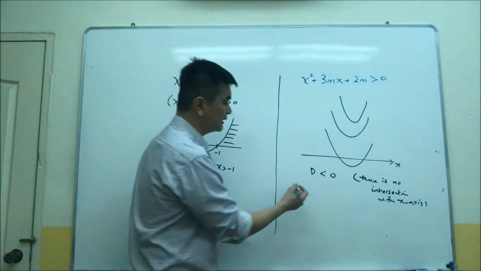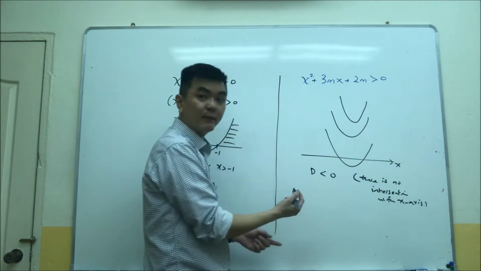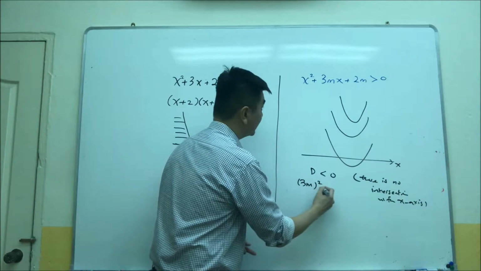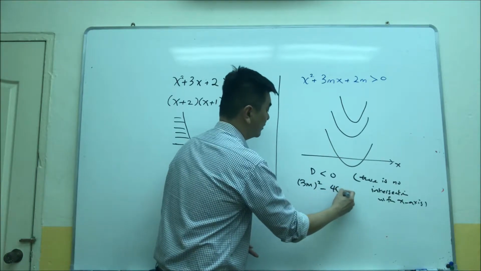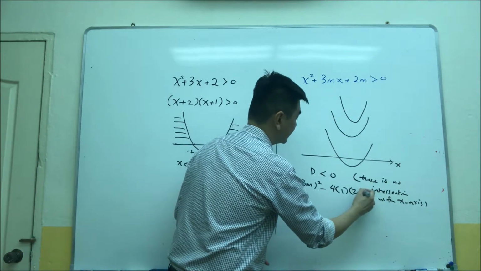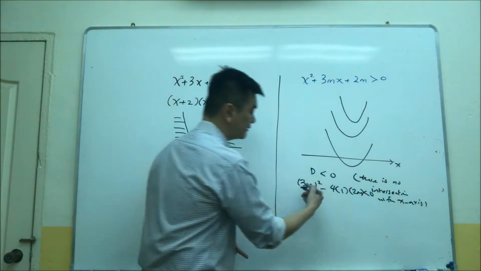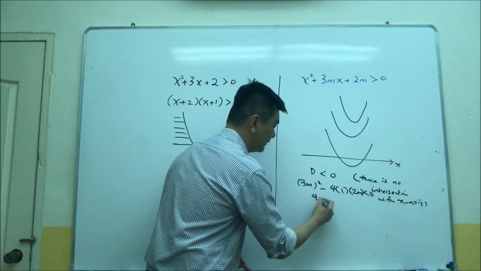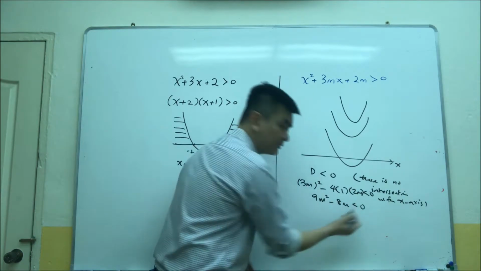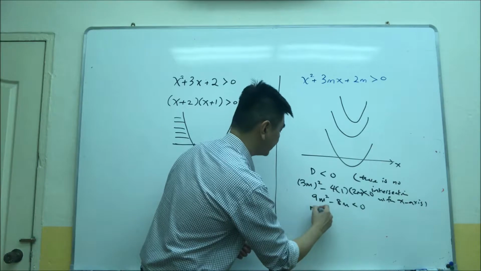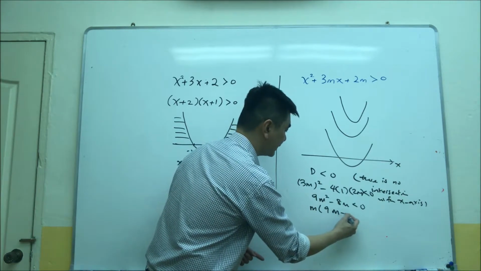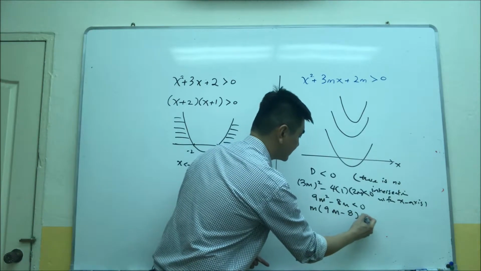So my discriminant is actually defined as b squared minus 4ac. My b is actually 3m, so (3m) squared minus 4 times 1 times 2m, less than 0. So solving this inequality, I've got to do my expansion. 9m squared minus 8m less than 0, and I do a factorization from here. I factorize my m here. I have m(9m minus 8) less than 0.